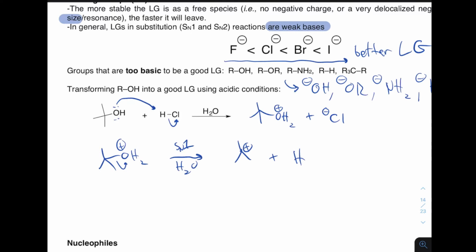And we have a really great leaving group now in water, because as we've discussed before, it has no negative charge, so that makes it a really good leaving group. And of course the last step of this reaction would be that SN1 substitution to that carbocation to get our final product. But this is the process of going from a really poor leaving group, OH minus, to a really good leaving group, which is now water.